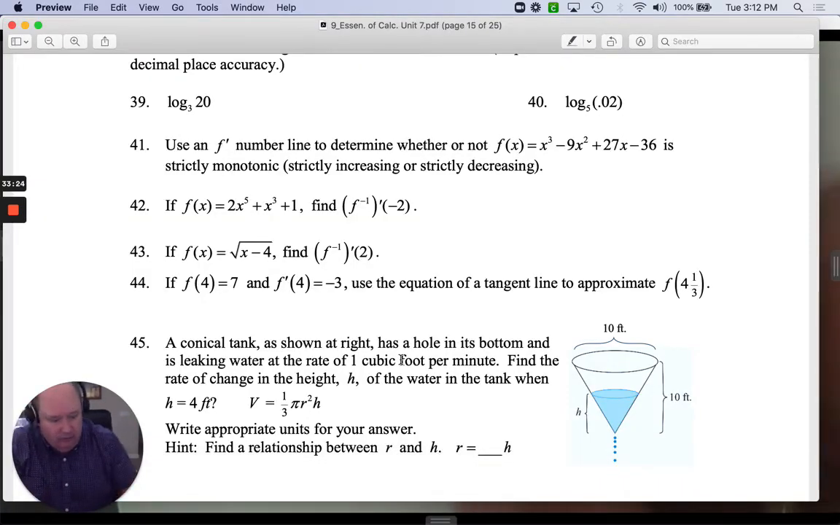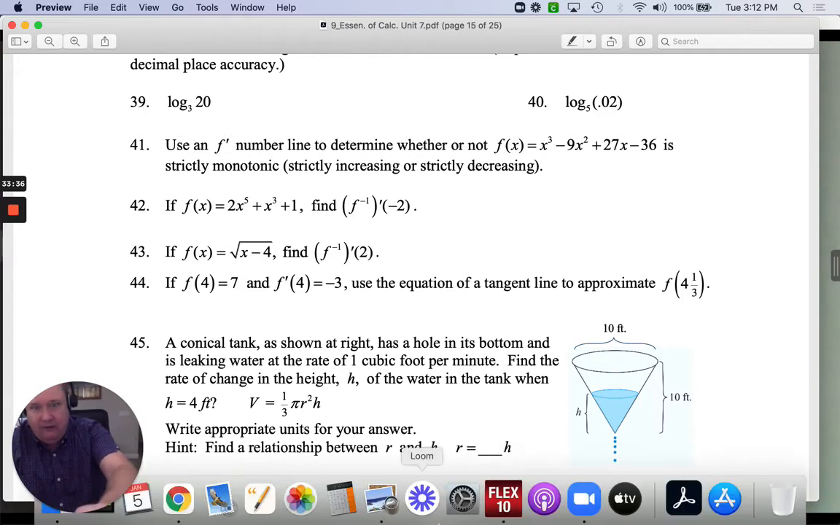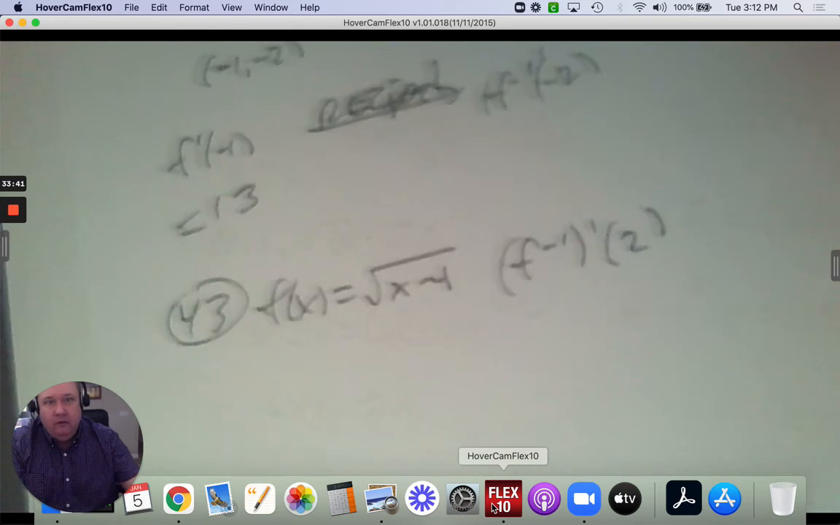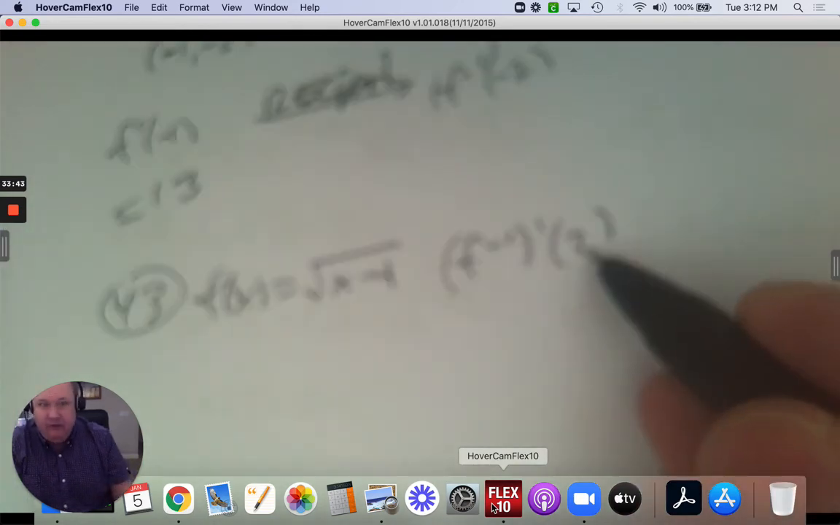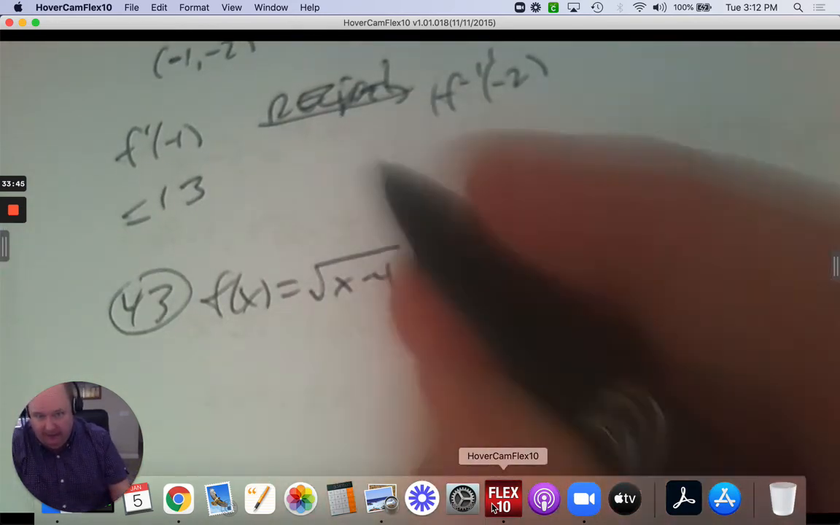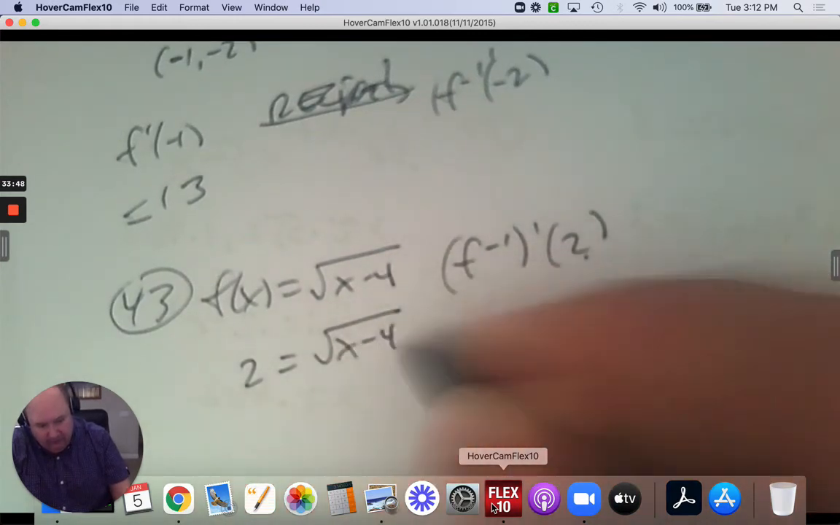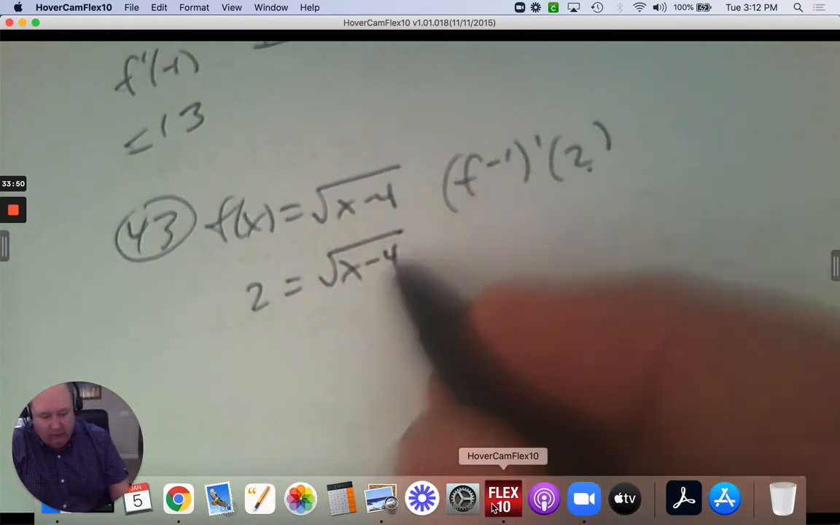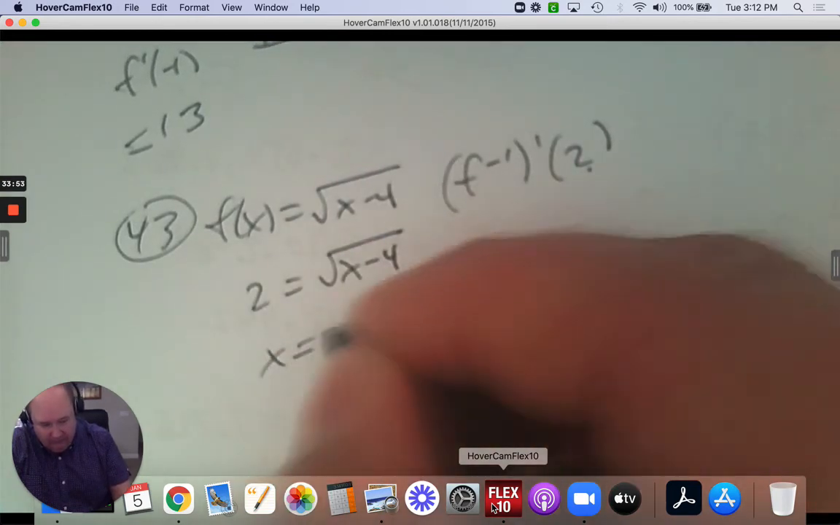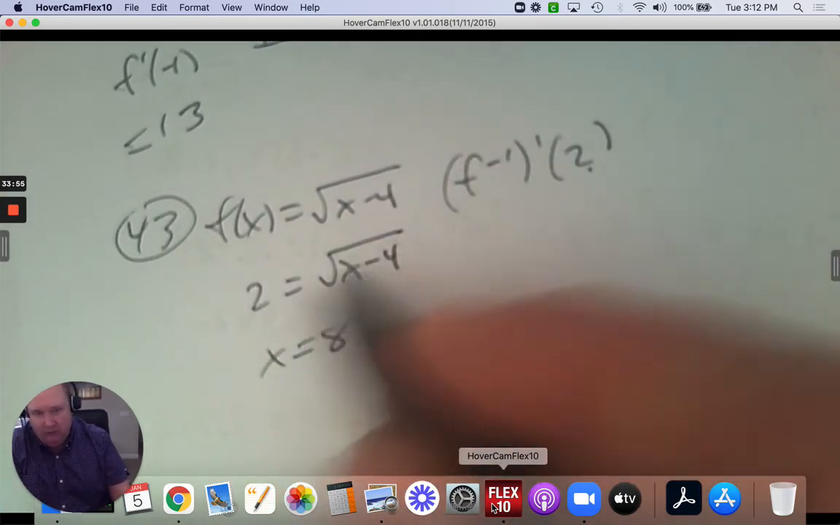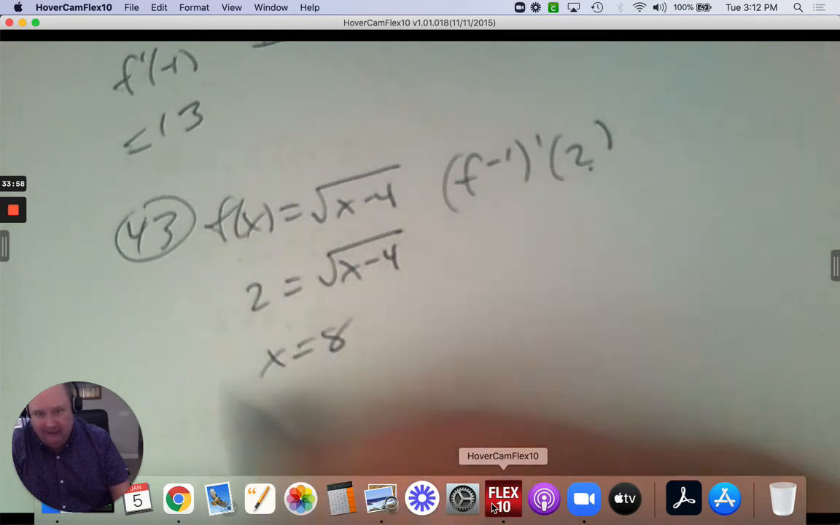So in 43, f at x equals the square root of x subtract 4. And again, the inverse, the derivative, at positive 2. It's kind of tricky. So we're doing the same steps. This x value is the y value over here. So make it equal to 2 and then solve for x. So I know the square root of 4. So x must equal 8, right? 8 take away 4, square root of 4 is 2. I can see it. It's 8.